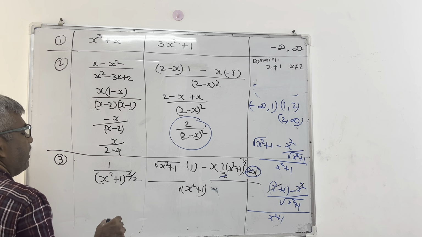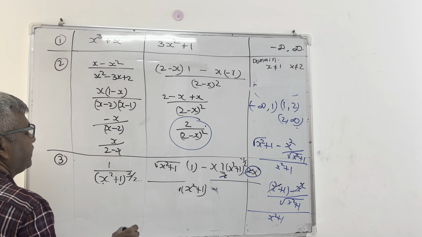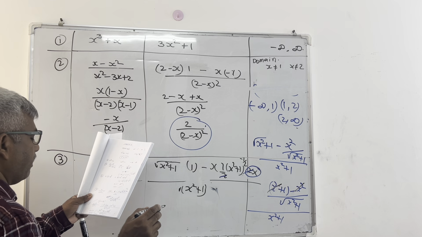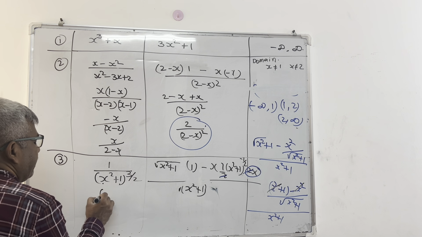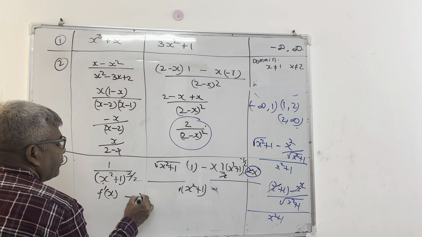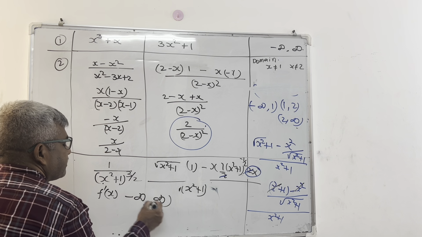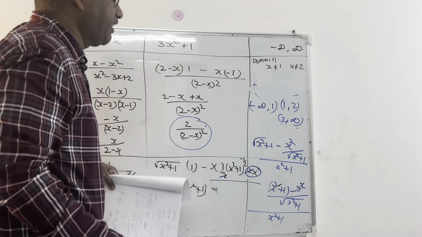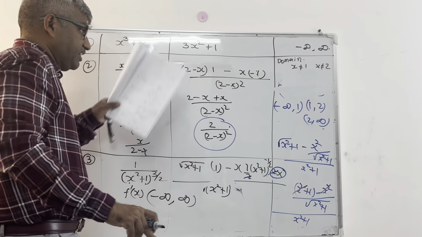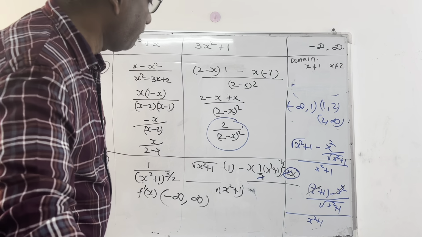Here x squared is always positive, 1 is positive, so f dash x is always positive. So the interval of increase is minus infinity to plus infinity. There is no interval of decrease. Please note it down completely.